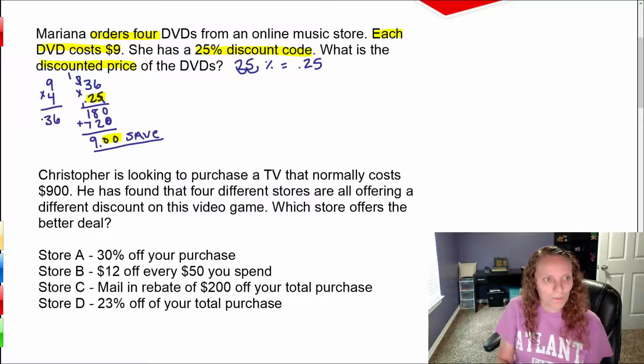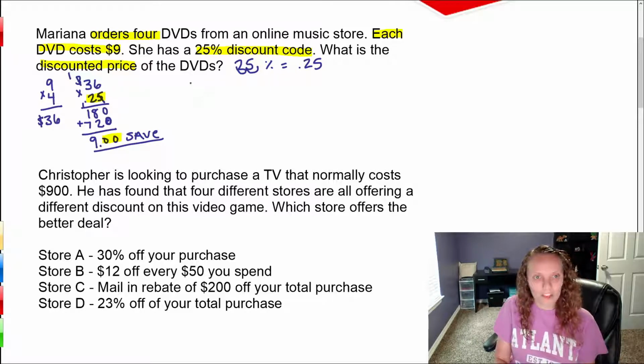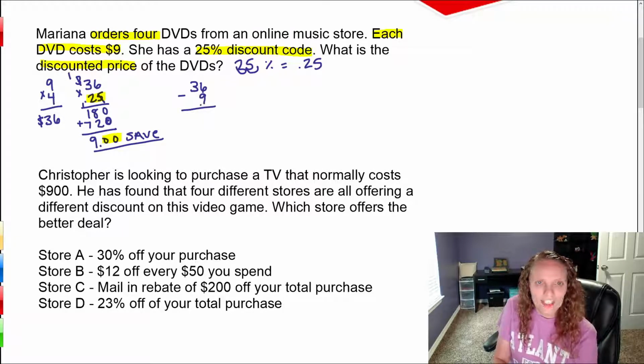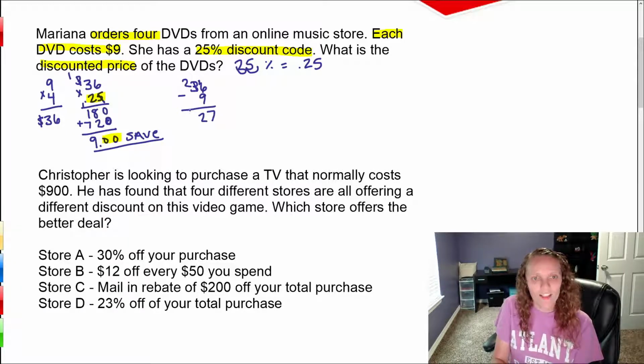So we're going to go back to the original $36 for all 4 DVDs. So we're going to take 36 and subtract how much she'll save, which is 9. And 36 minus 9 is 16 minus 9 is 7, and then bring the 2 down. So the cost of the DVDs after they're on sale will be $27.